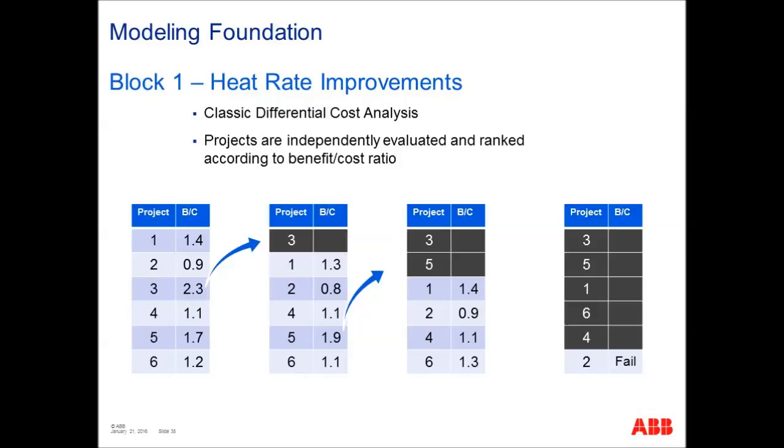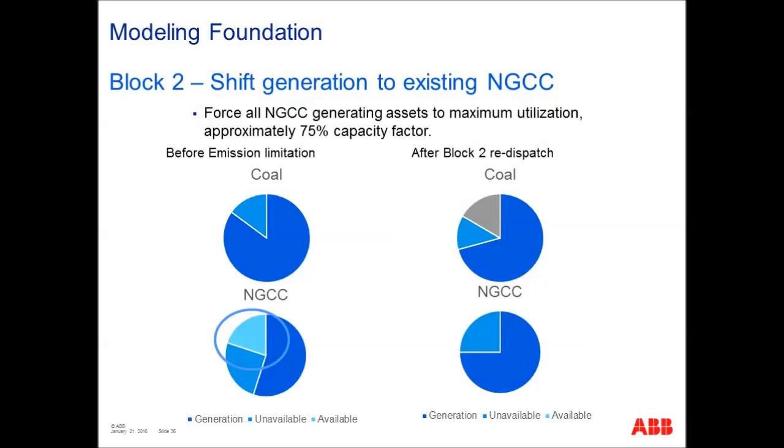Block 2 is shifting generation to existing natural gas combined cycle. The easiest way to look at this is to force all natural gas generating assets to their maximum utilization. Let's say that turns out to be a 75% capacity factor.